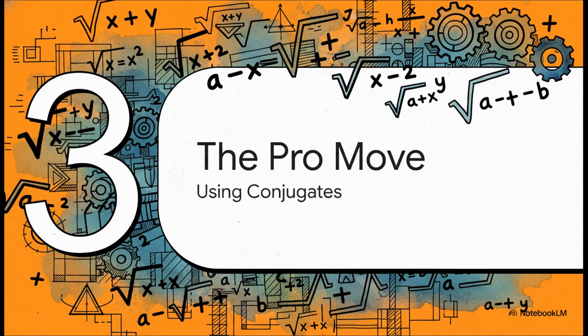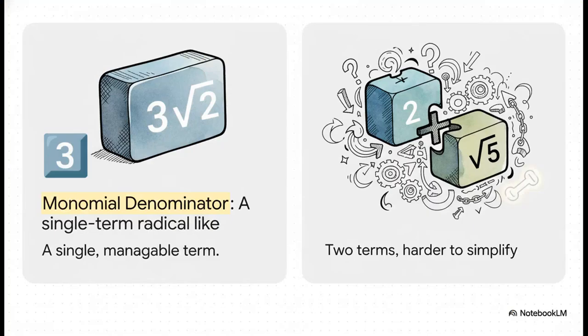So, that was the simple case. But what happens when the denominator is a bit more complex? Like, what if it's a radical that's being added to or subtracted from another number? For that, we need a pro move. Here's what I mean. On the left, you've got that monomial denominator we just dealt with. But on the right, we have a binomial, 2 plus the square root of 5.